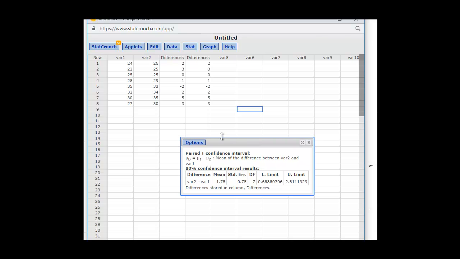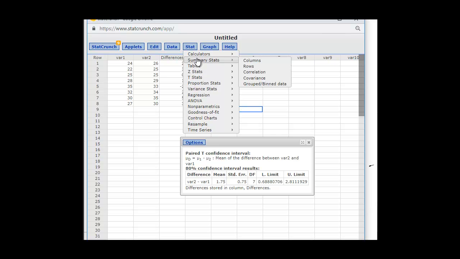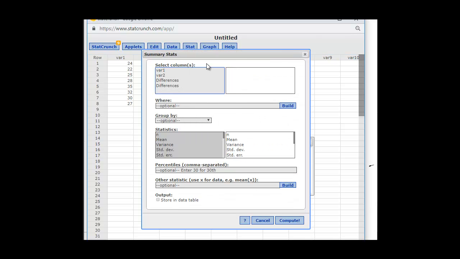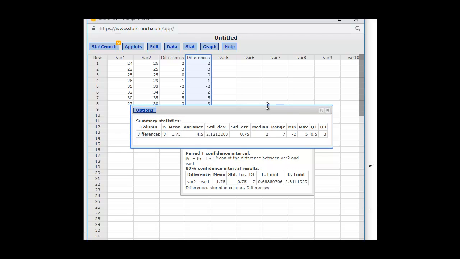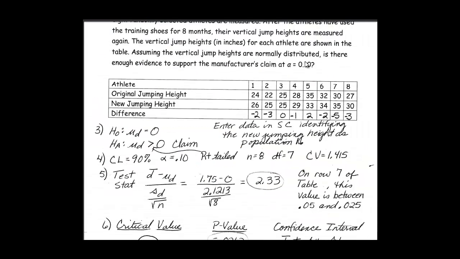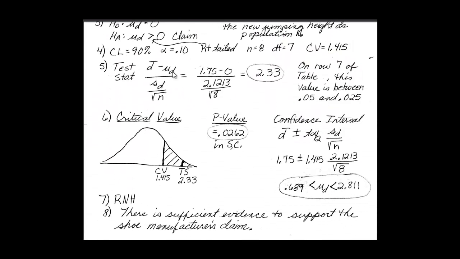I think that your MyMathLab might ask for the standard deviation of the differences, and to get that you're going to have to do the summary stats here for the difference column. And I go ahead and I click on that compute to get the standard deviation there of 2.1213. You would also need that if you were doing this by hand. So I'm going to go back to our problem and we'll finish it out by hand.